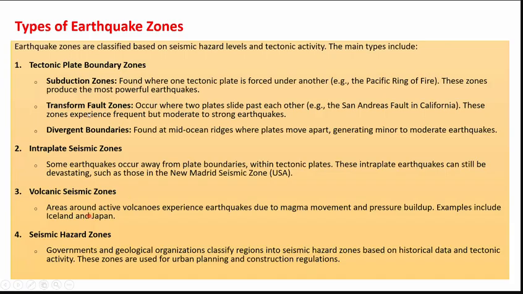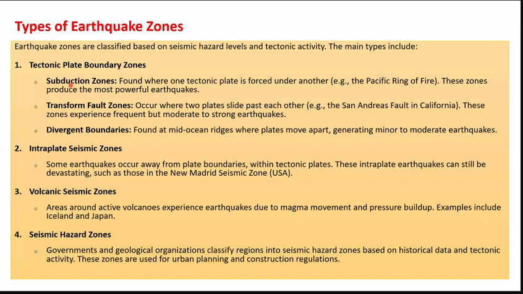Okay, for the tectonic plate boundary zones, these are areas that experience tectonic plate activities. Either they are colliding or they are separating. If they are colliding, it is called the subduction zone. If they are separating, it's called the divergence zone or divergence boundary. If they are moving past each other side by side, it's called the transform zone.